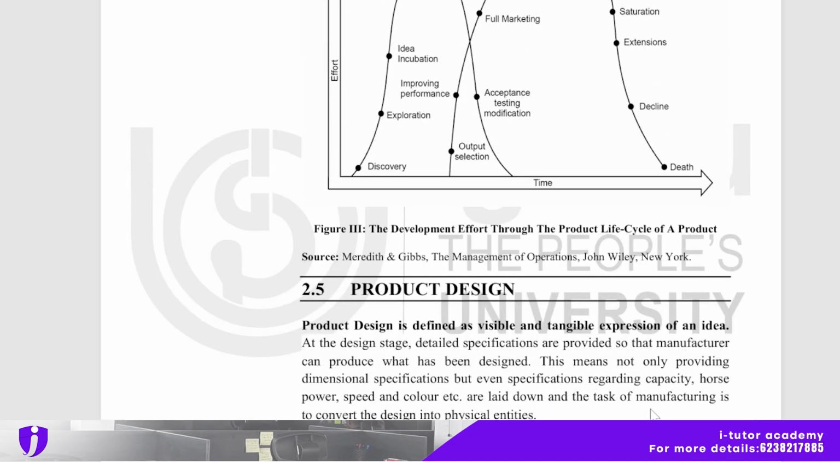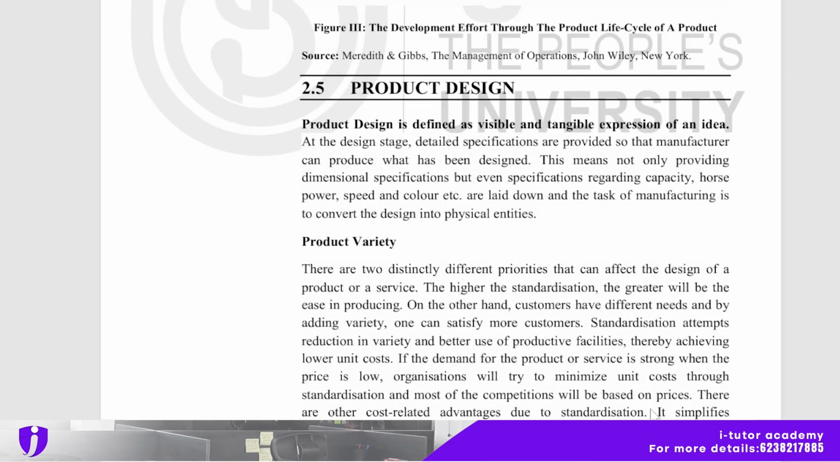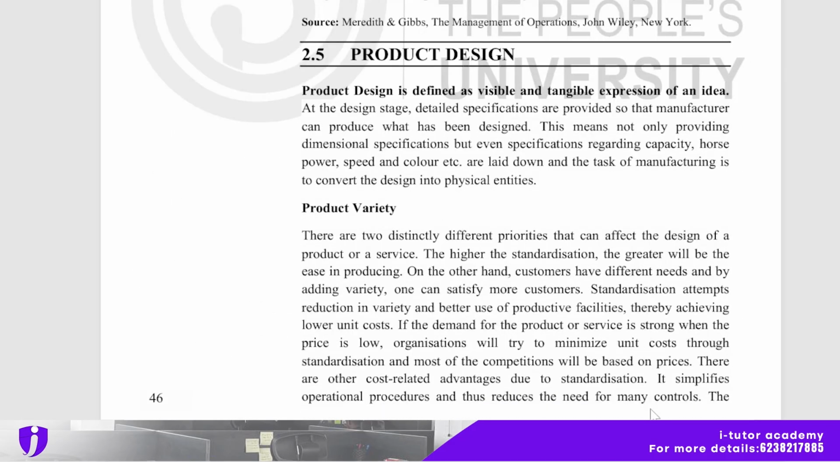Okay. Next is product design. Product design is defined as visible and tangible expression of an idea. At the design stage, detailed specifications are provided so that the manufacturer can produce what has been designed. This means not only providing dimensional specifications, but even specifications regarding capacity, horsepower, speed and color, etc. are laid down. The task of manufacturing is to convert the design into physical entities.